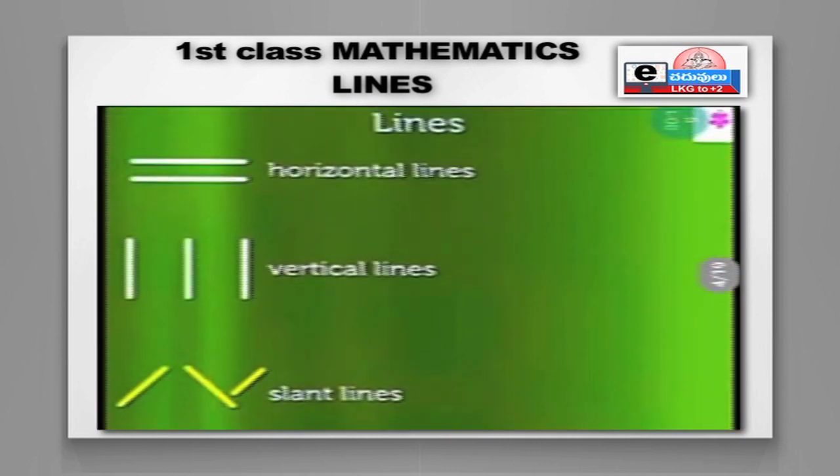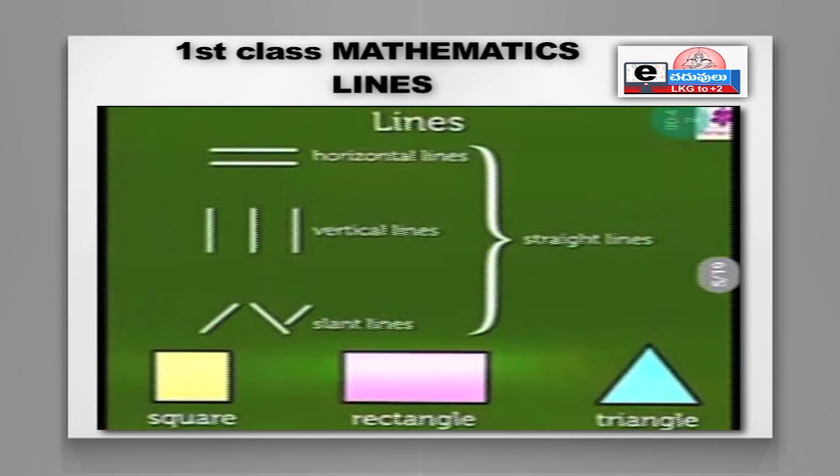Let's discuss. Lines are of three types. How many types? Three types. They are the horizontal line, vertical line, and slanting line. The horizontal line is also called the sleeping line, and the vertical line is also called the standing line. Slanting lines. Okay? Let's see.